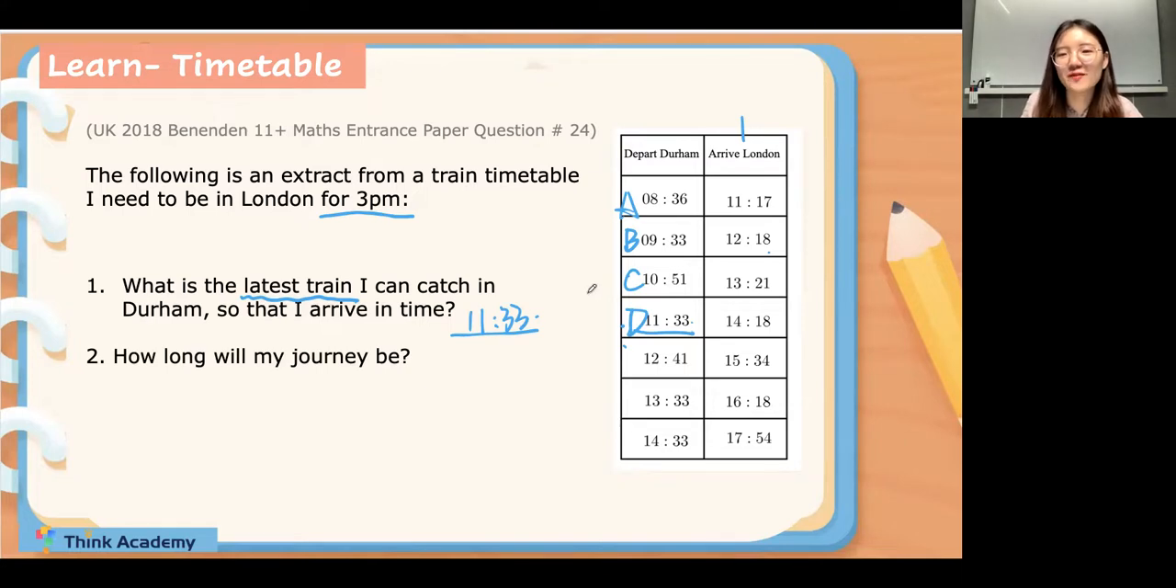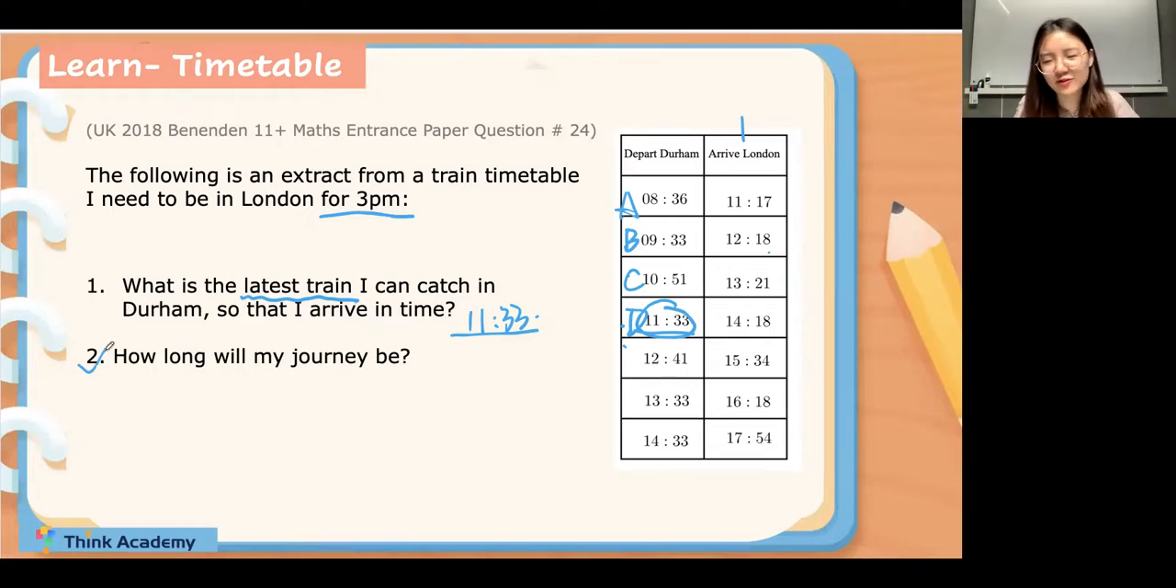So the step 1, check the arrival time. To confirm, we need to arrive at the right place on time. And then the step 2, find the latest train. And then step 3, please write down the departure time for the question. Okay, very well done. Then let's go to the question 2.